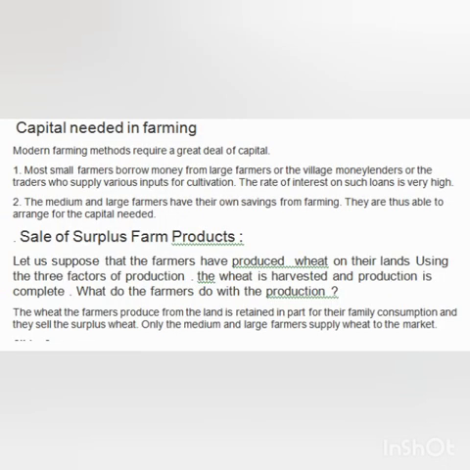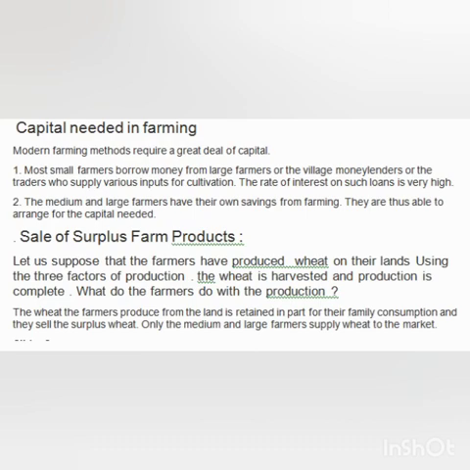Dear students, we have already come to know about the capital needed in farming. Modern farming methods require a great deal of capital. Most small farmers borrow money from large farmers, village moneylenders or the traders who supply various inputs for cultivation. The rate of interest on such loans is very high. The medium and large farmers have their own savings from farming. They are thus able to arrange for the capital needed.